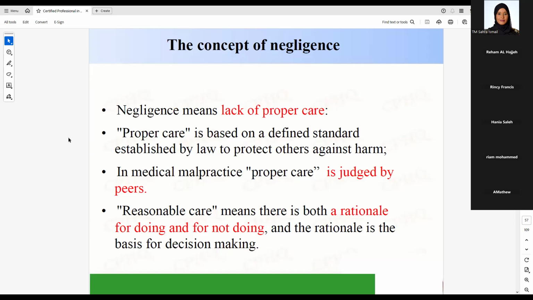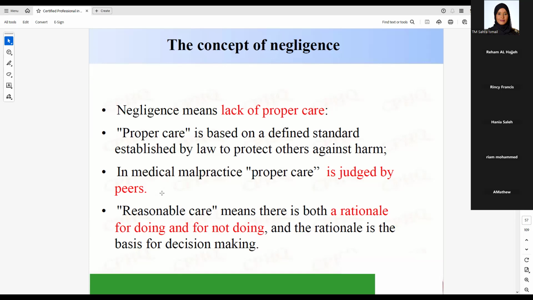The concept of negligence sometimes comes up in the exam. It's the lack of proper care. The word negligence is the lack of proper care. And what is proper care? Proper care is based on the defined standards established by the law to protect others against harm. Proper care is judged by peers. If we're talking about medical malpractice, the concept of proper care is judged by the peers of that person.